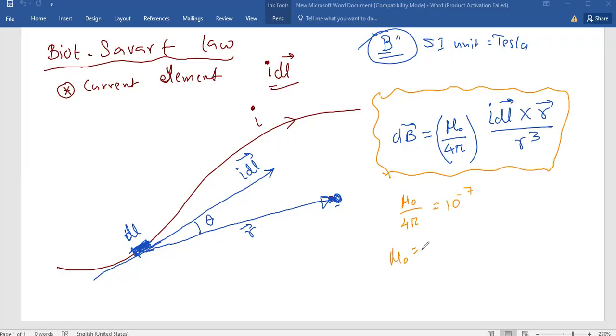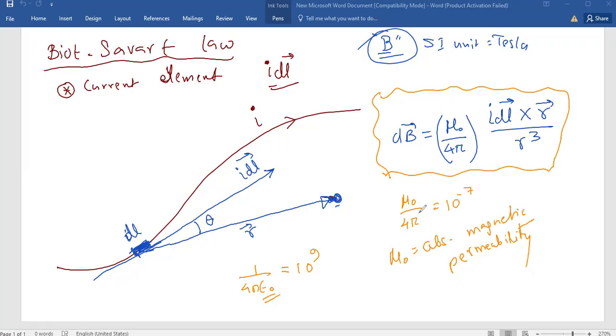Mu naught is called absolute magnetic permeability in vacuum. It shows the number of magnetic field lines crossing a particular region. Isn't that similar to the epsilon naught constant? Because I thought that was also some sort of permeability. Yes, 1 by 4 pi epsilon naught, where epsilon naught is absolute electrical permittivity. It is some sort of the same thing. We know that 1 by 4 pi epsilon naught is 10 to the power 9, but here it is 10 to the power minus 7.